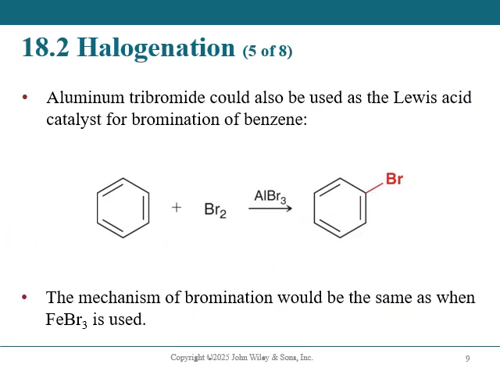Aluminum tribromide could also be used as a Lewis acid catalyst for the bromination of benzene. So in other words, you don't really need iron, you could be using aluminum instead. Same exact mechanism, right? That metal still provides that positive charge, still gets that interaction, more electrophilicity, etc.